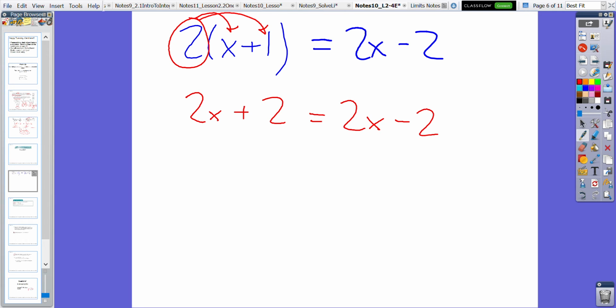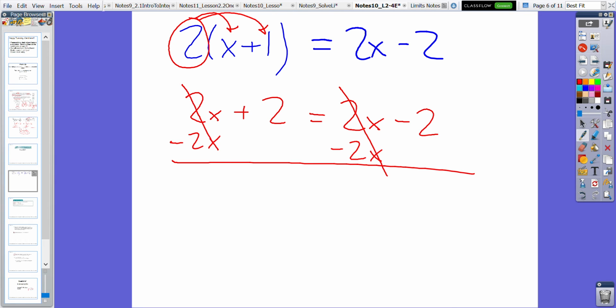So I'm still going to treat this as if it were any other equation where I'm going to solve for a variable. I'm going to bring all my variables to one side by subtracting 2x. So minus 2x, minus 2x. The 2x's are going to cancel on the left side and the right side. And I'm going to be left with 2 is equal to negative 2.